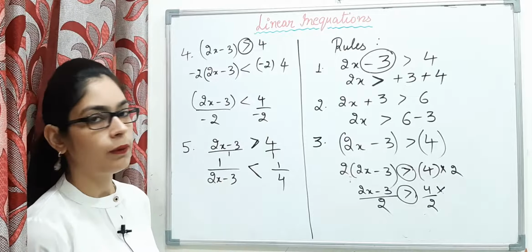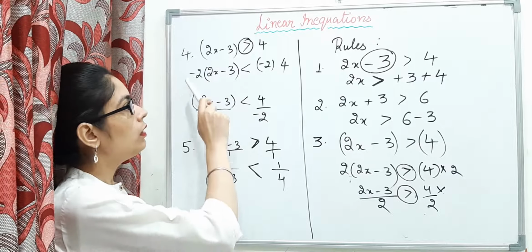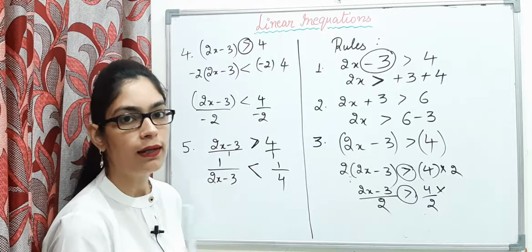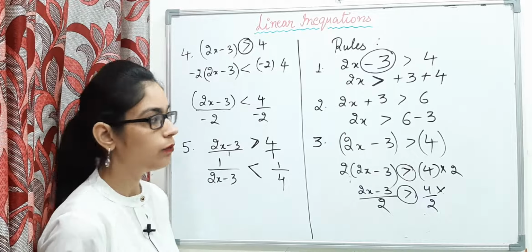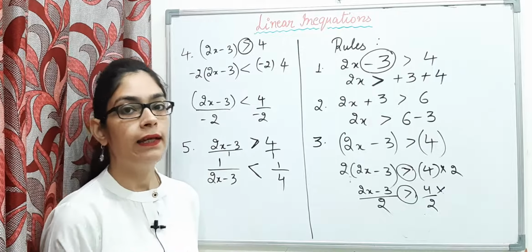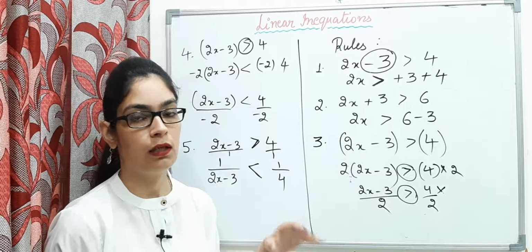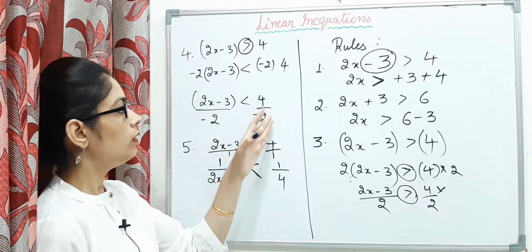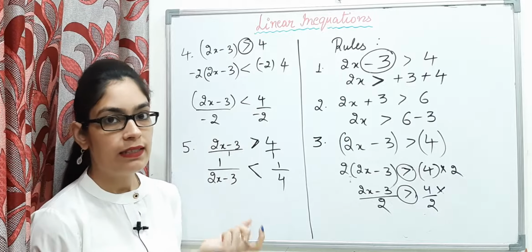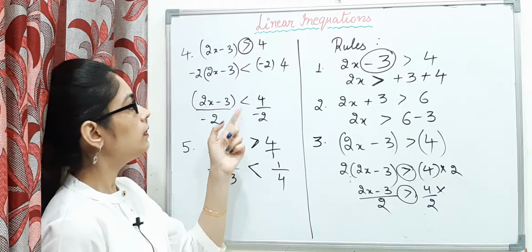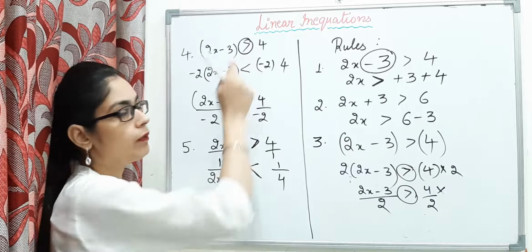According to the fourth rule, if we are multiplying or dividing both sides of the linear inequation by the same negative number, see, here we did it by a positive number, but the same thing, multiplication and division of both sides by a negative number, then the sign of the inequation will change.